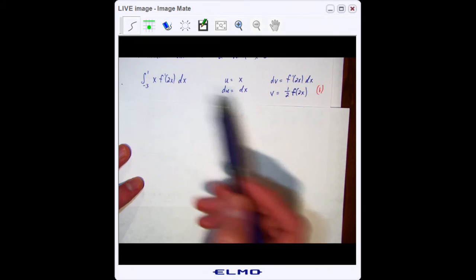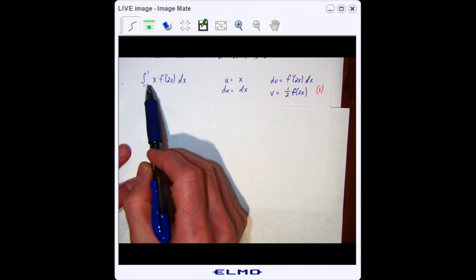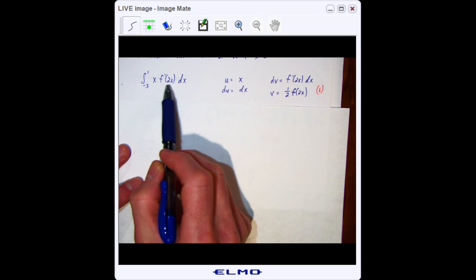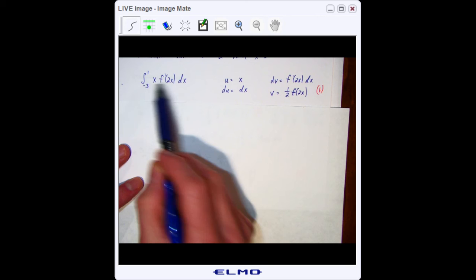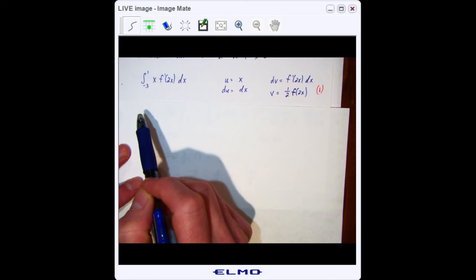You might have thought substitution with a u and a du, but notice if u is 2x, then du is just 2. There's no x out there. It's not part of your du. So substitution doesn't work. This is integration by parts.